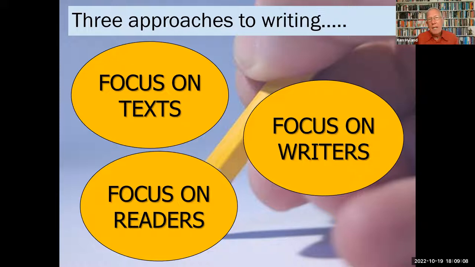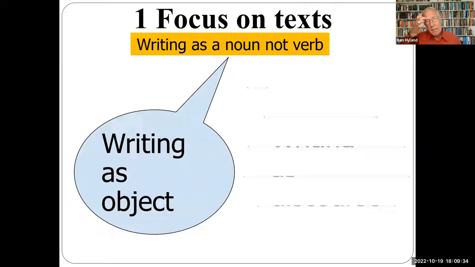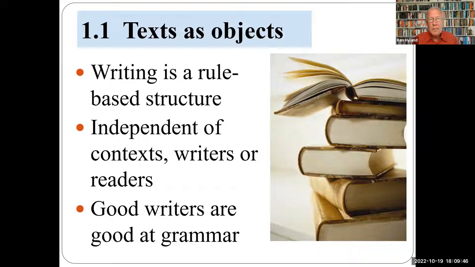First of all, then, we have text-oriented approaches. These see writing as an outcome, the words on a page or on a screen. So this is writing as a noun rather than as a verb. And there are two broad approaches to looking at text because we can either see them as objects or as discourse. Now, seeing text as objects means understanding writing as the application of rules. So writing is a thing independent of any writers, readers, or context. And learning to write, or learning to become a good writer, is largely a matter of knowing grammar.